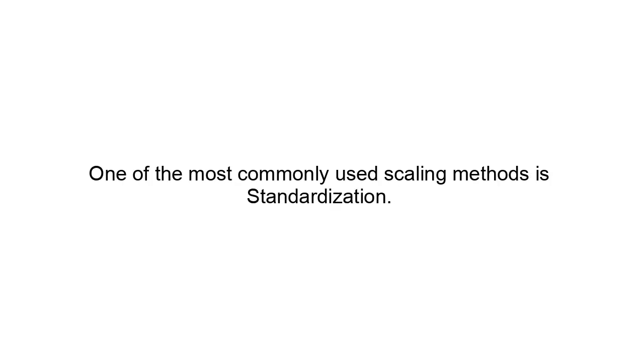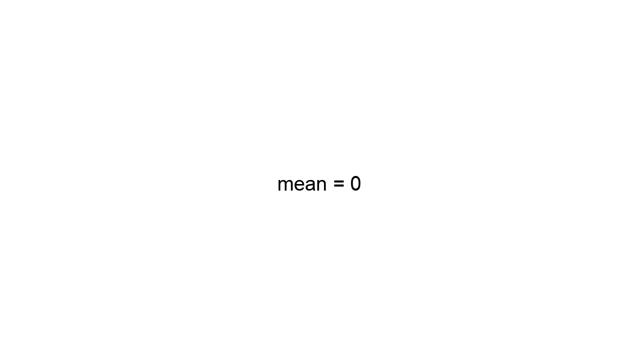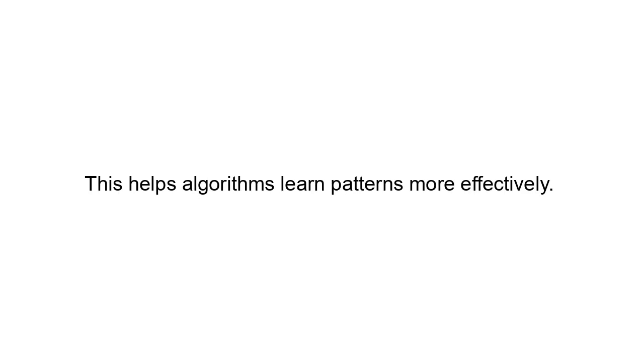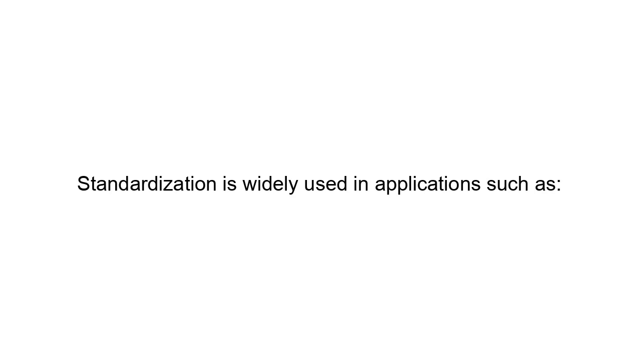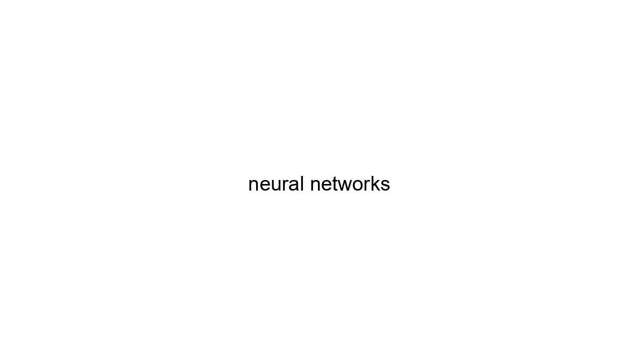Standardization transforms feature values so that they have mean equals 0, standard deviation equals 1. This helps algorithms learn patterns more effectively. Standardization is widely used in applications such as neural networks, support vector machines, logistic regression, clustering algorithms. Understanding standardization helps learners build stable and well-performing machine learning models.